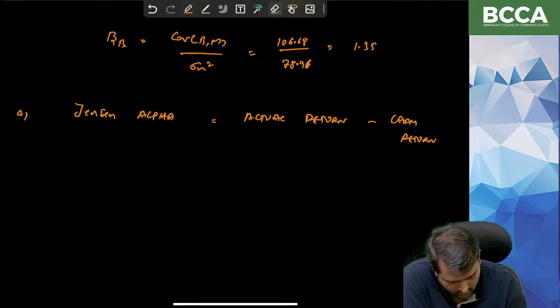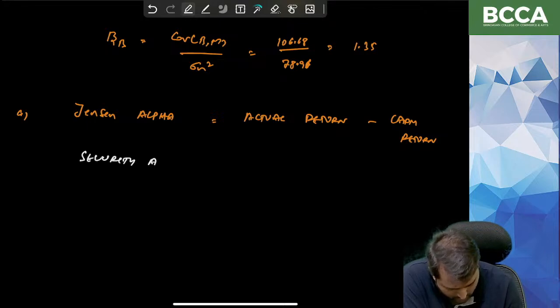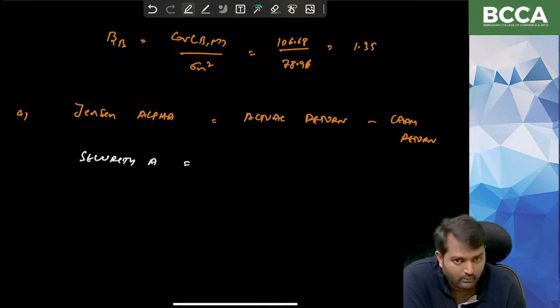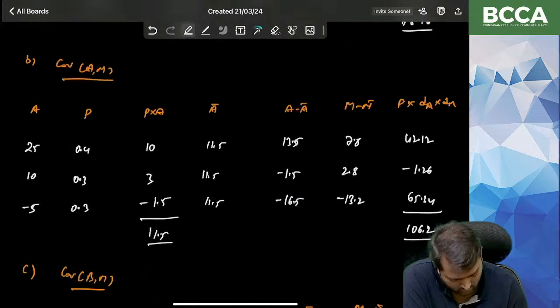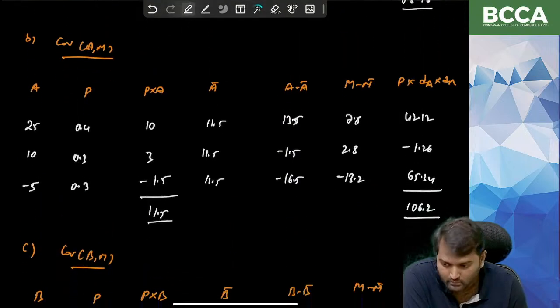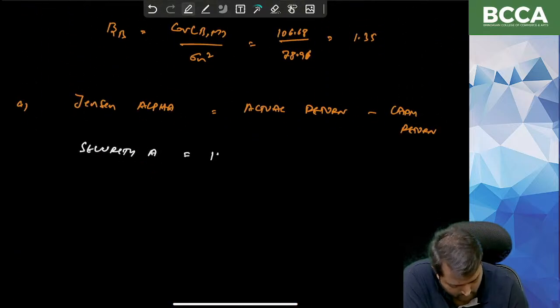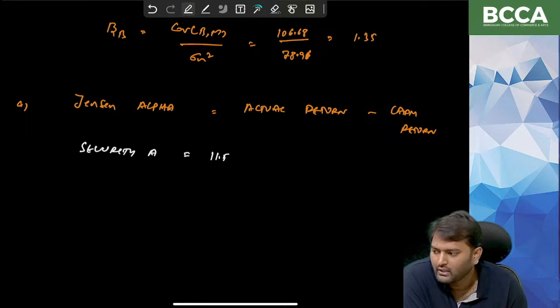Okay, so now security A. What is the actual return? Here the actual return means nothing but A bar. A bar is already calculated in the question. 11.5 is nothing but A bar, yes or no? So 11.5 is the average return. Security A is going to give us 11.5.